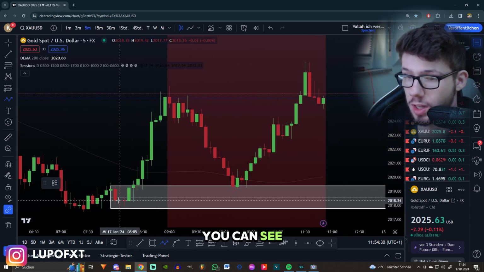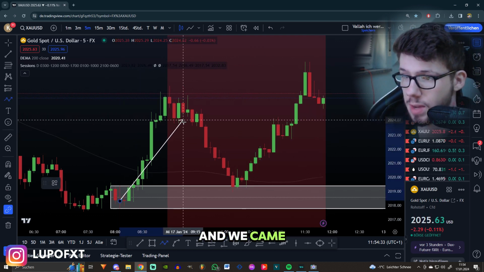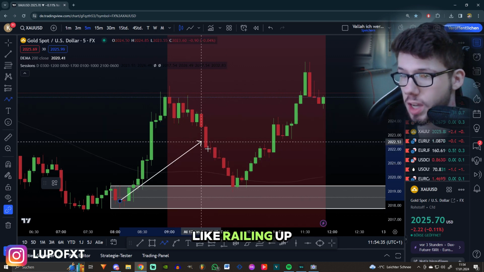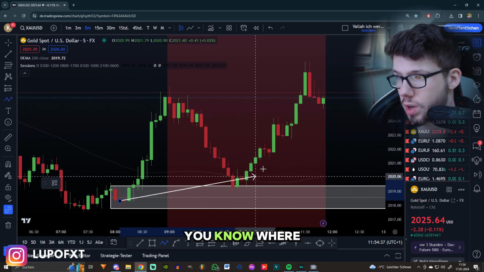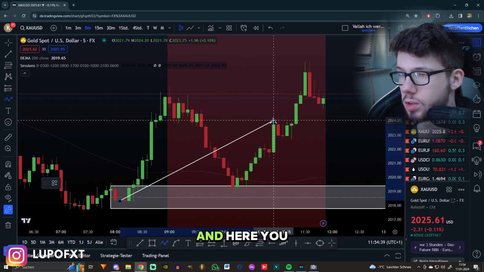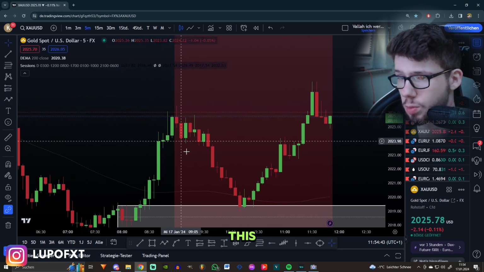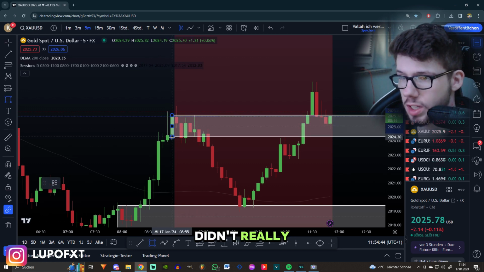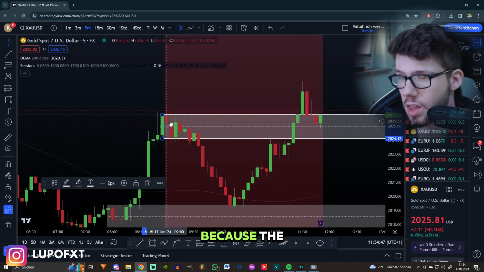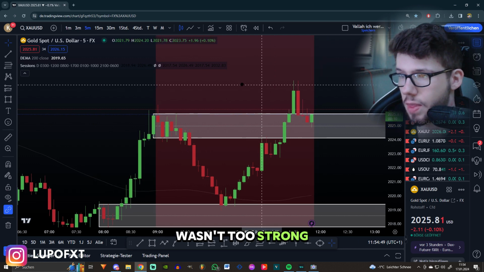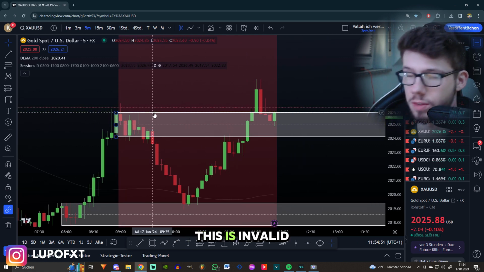By the way, you can see we shot up once, and we came back slowly. We weren't rallying up. We came down slowly, and then we had a valid push up again. And here you can see, at least as of now, that this supply zone didn't really hold on for too long, because the rally itself wasn't too strong, and then we eventually broke the zone. This is invalid right now.